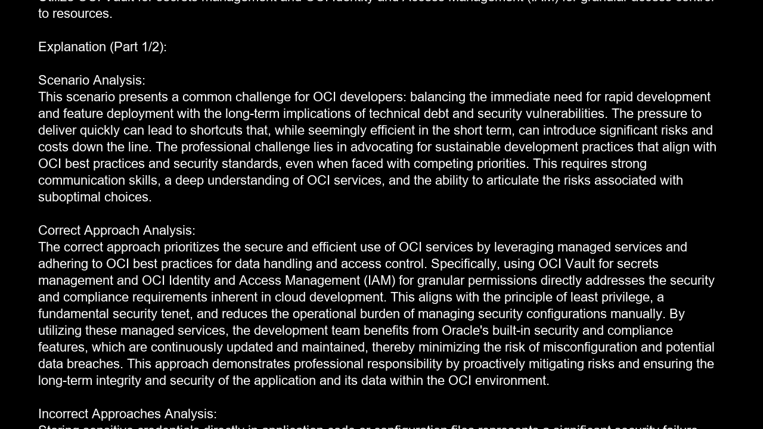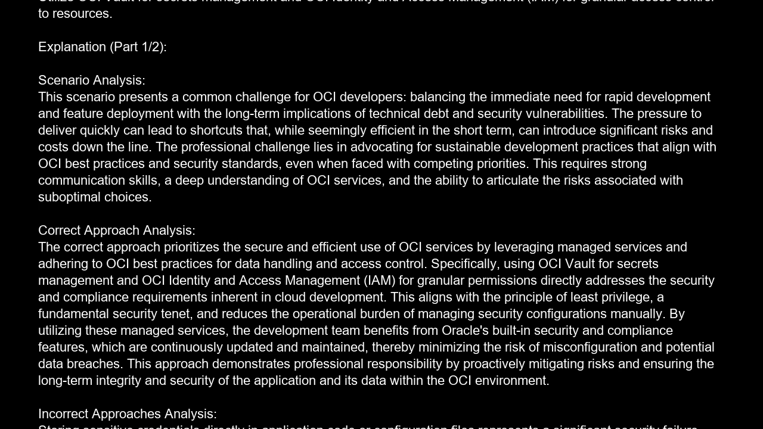Correct approach analysis. The correct approach prioritizes the secure and efficient use of OCI services by leveraging managed services and adhering to OCI best practices for data handling and access control. Specifically, using OCI Vault for secrets management and OCI Identity and Access Management (IAM) for granular permissions directly addresses the security and compliance requirements inherent in cloud development.